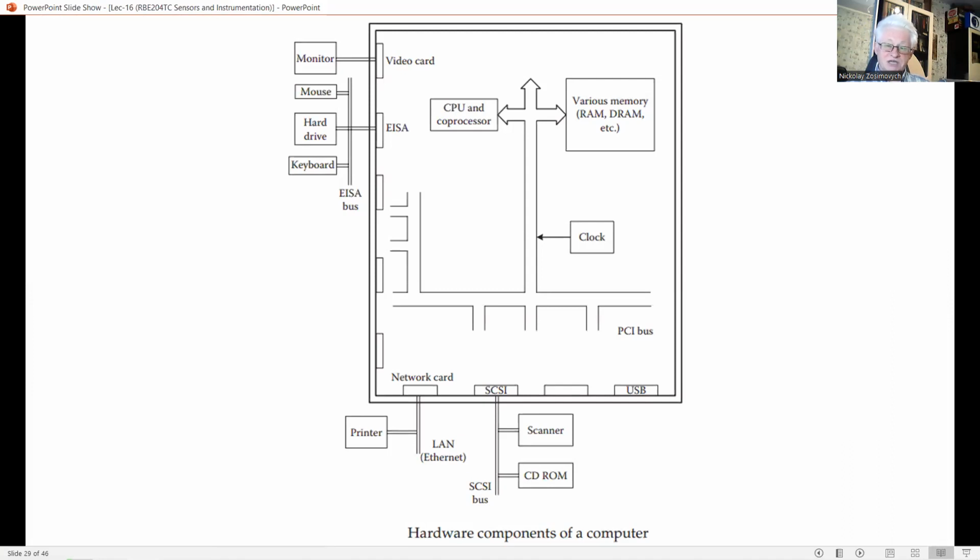FIFO, first in, first out. This is a method for arranging data in a buffer or stack, where the oldest data are processed first. DMA is direct memory access, a capability where a hardware component in the computer can directly access the computer memory without going through the CPU. Okay? UART is Universal Asynchronous Receiver and Transmitter.